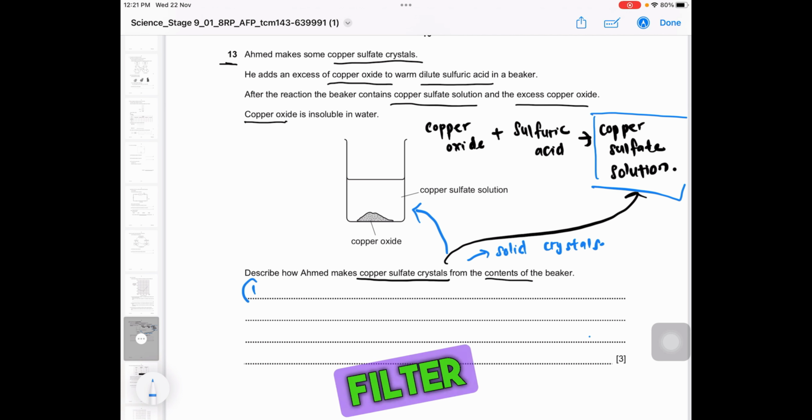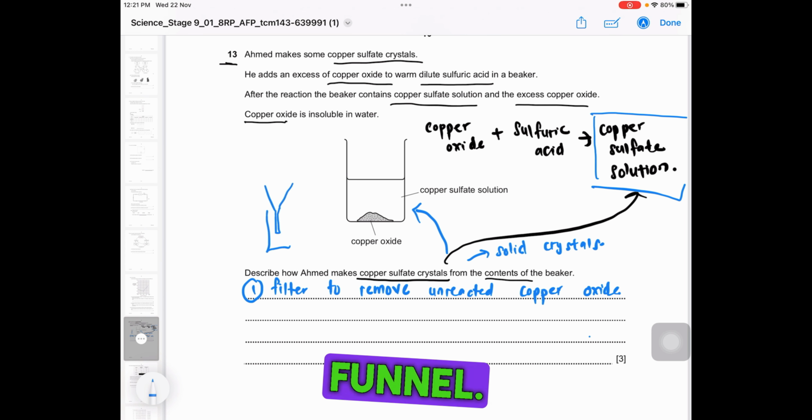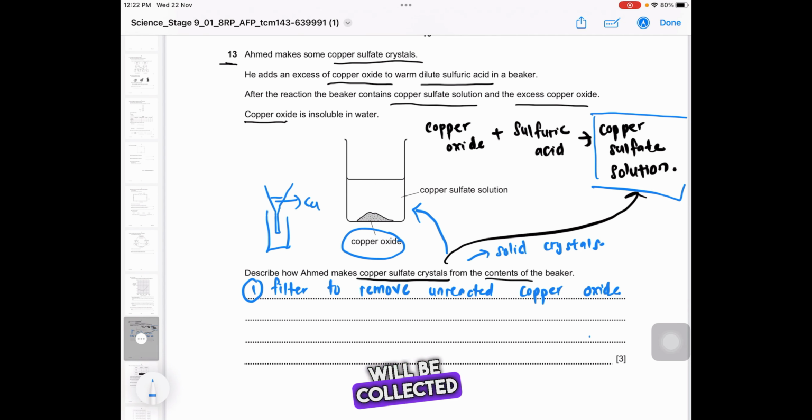First, we need to filter copper oxide out. So filter to remove unreacted copper oxide. So we have to use a filter funnel to remove the copper oxide. So copper oxide will be collected here. So here is the filtrate. So now this filtrate is copper sulfate solution.